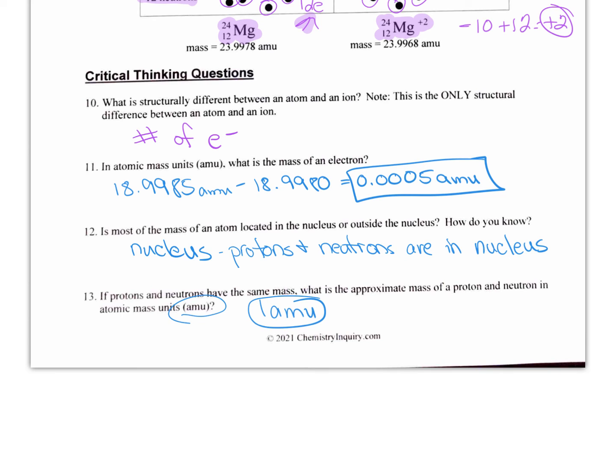And if we look at magnesium, magnesium has 12 protons and 12 neutrons. If we add both of those together, that's 24, and its mass is 23.9978, which is almost 24. So we're estimating they approximately have the mass of 1 AMU.